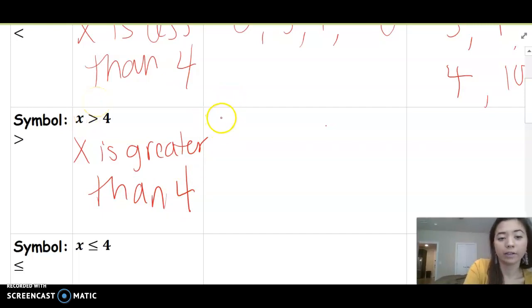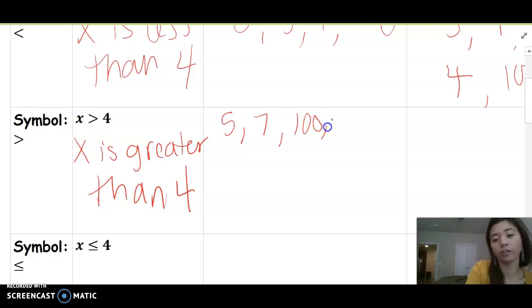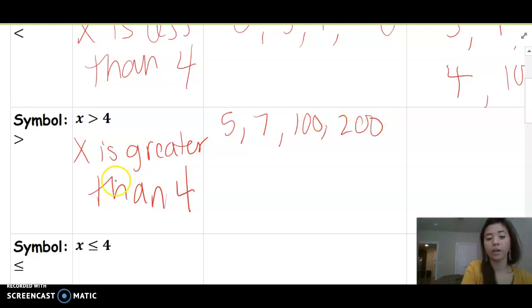So x could be 5, 7, 100, 200, any number that is greater than 4. If you plug these numbers in where x is, you're going to get a true statement. 5 is greater than 4. 7 is greater than 4. 100 is greater than 4.